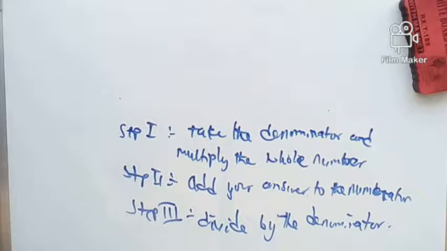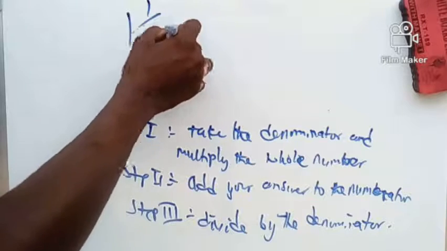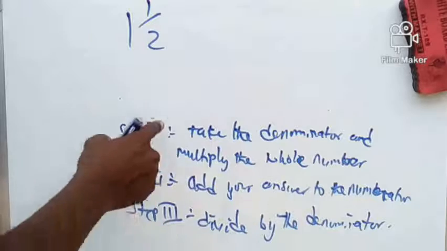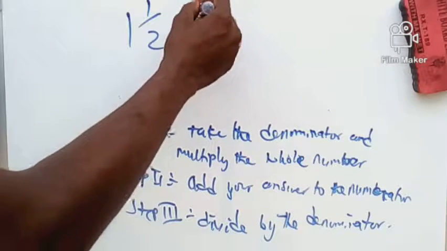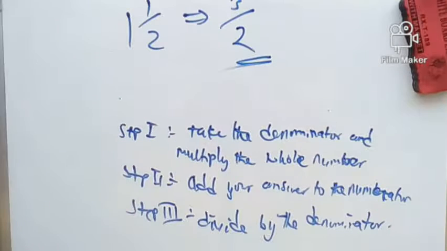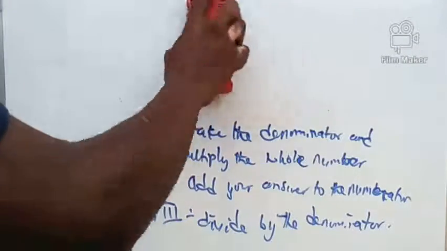So let's take the final example. What if we have 1 whole number 1 over 2? How do we take care of that? To deal with this, we simply apply the rule. 2 times 1 is 2, plus 1 is what? 3. And that is 3 over what? 2. That is the answer. So that is it for conversion of mixed fractions to improper fractions.